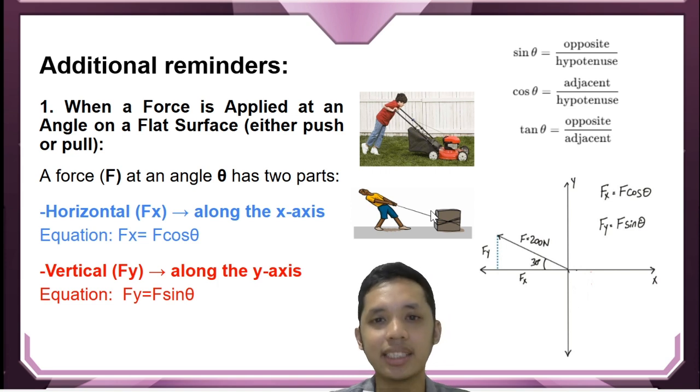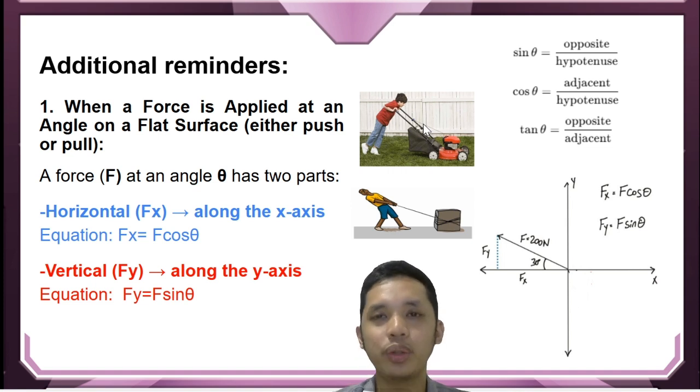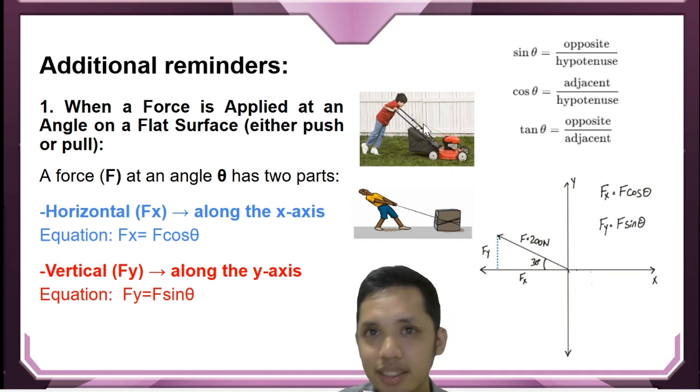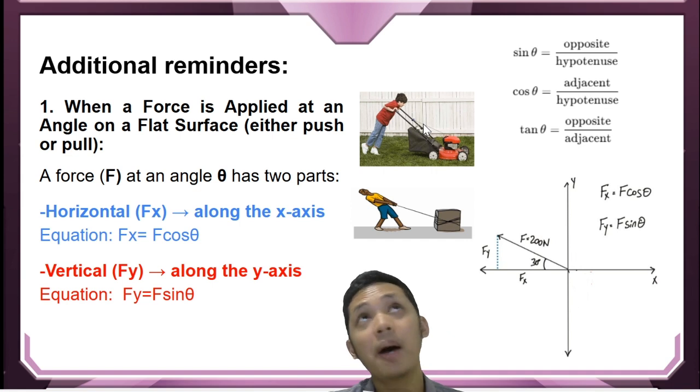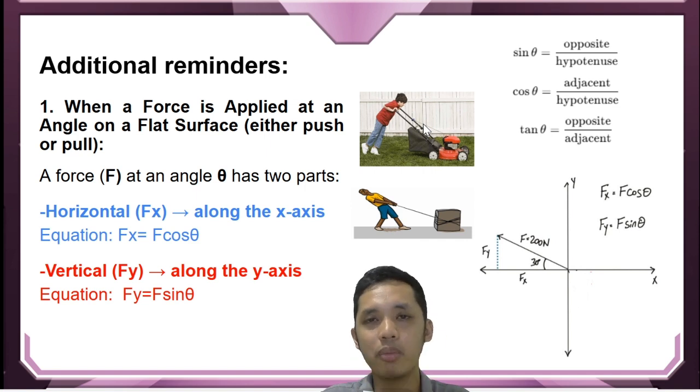Now, in both cases, they have y and x components, meaning these forces they applied have horizontal and y components. Okay? Now, we need to get these components, the horizontal force and the vertical force, because it will help us to determine whether the object will move horizontally or it will move vertically.